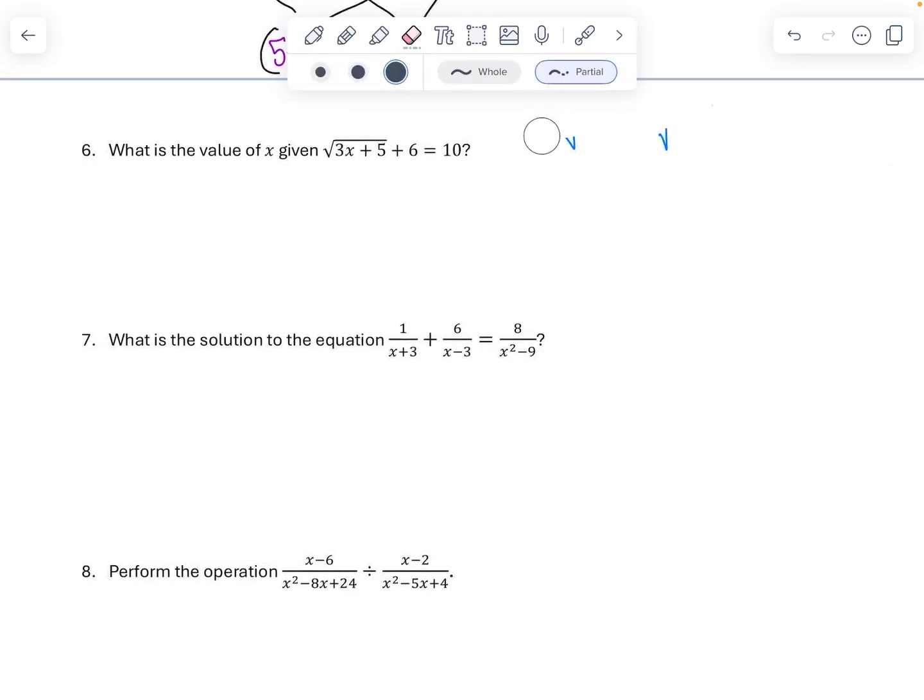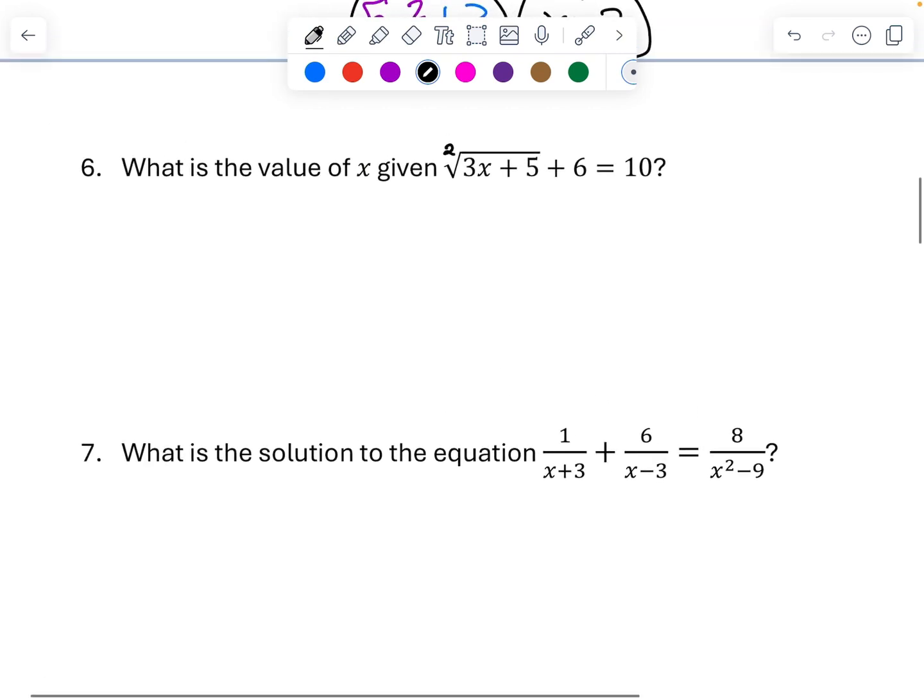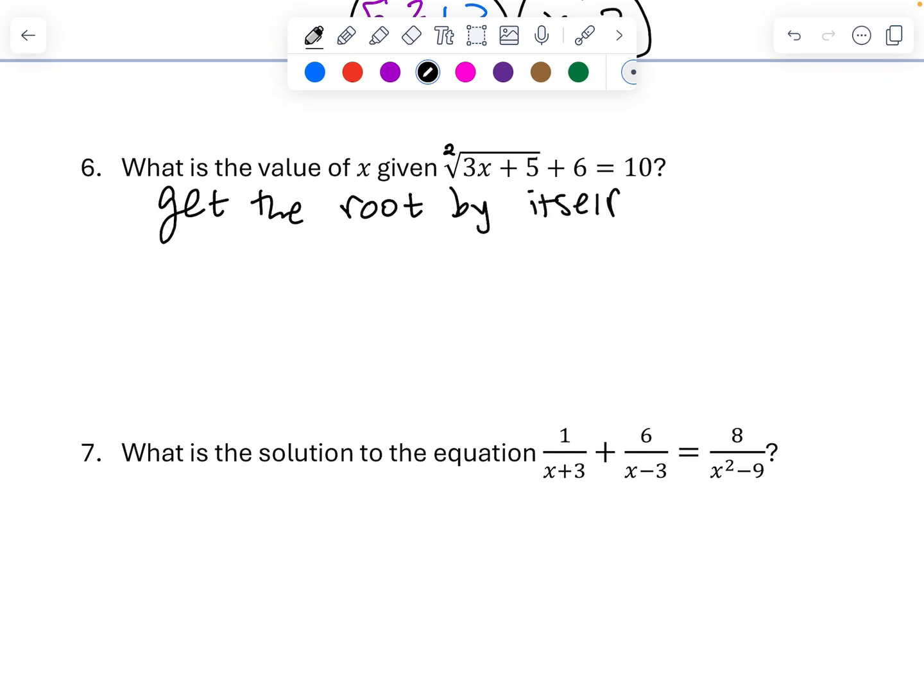Now, if we notice the root that's here doesn't have a number in front of it, which means it is implied to be a 2. It is a square root. Now, to solve square roots, you get the root by itself first. And right now, my root is not by itself. I have a positive 6 out on the end. I have to get rid of that before I can do anything with that root.